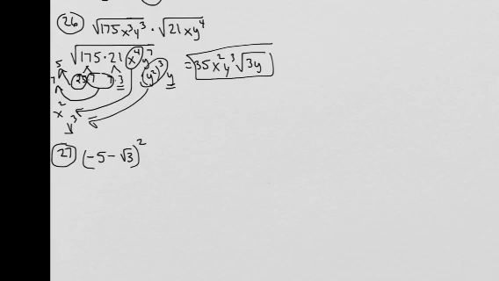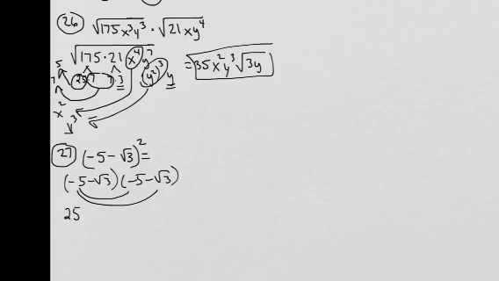Alright, so for number 27, you are squaring that binomial. So remember, this is the same thing as negative 5 minus radical 3 times negative 5 minus radical 3. So you use the distributive property, so start off with negative 5, so negative 5 times negative 5 is 25. Then negative 5 times negative radical 3 is positive 5 radical 3. Then you do negative radical 3 times negative 5, which is also positive 5 radical 3.